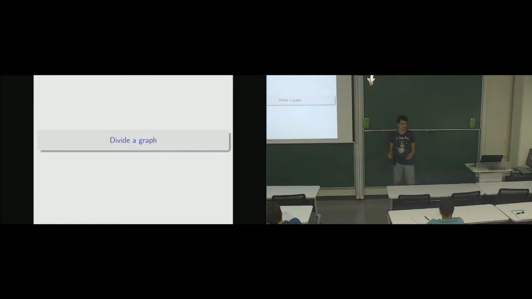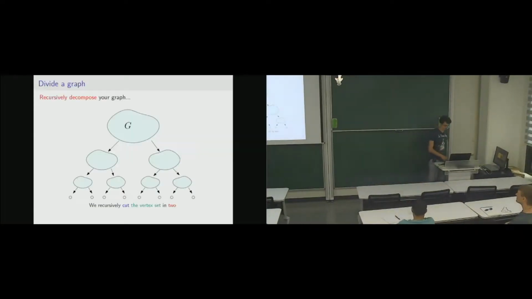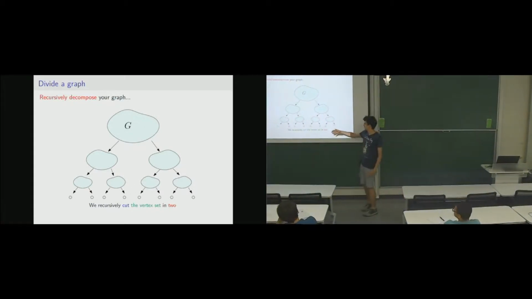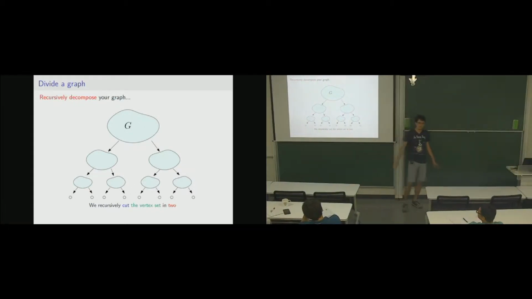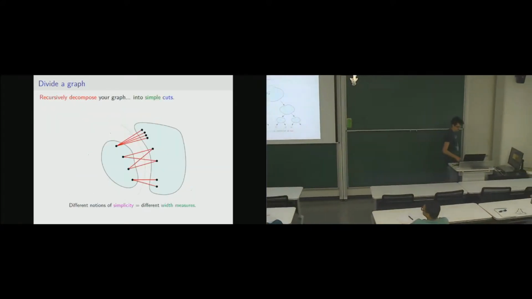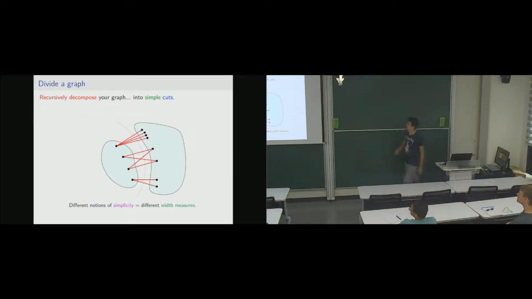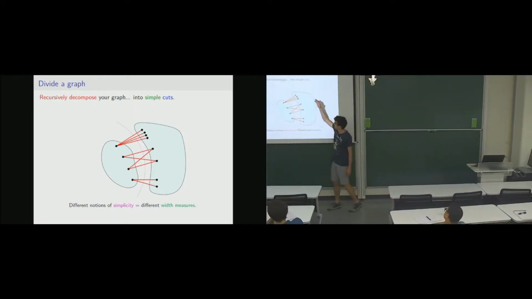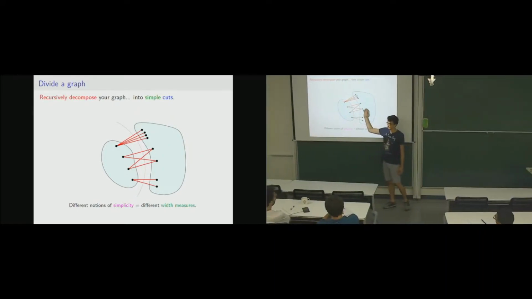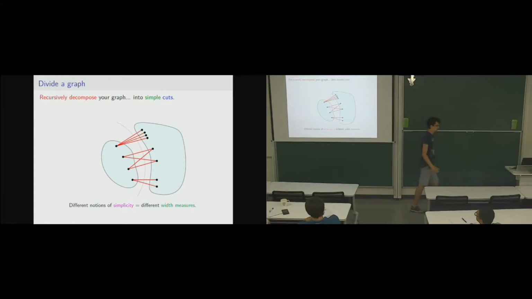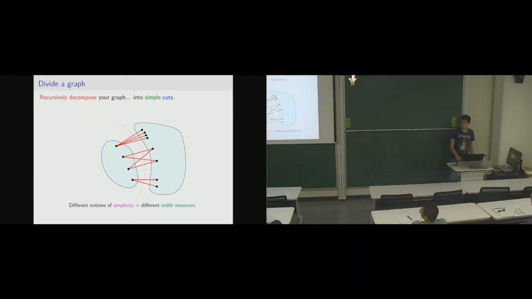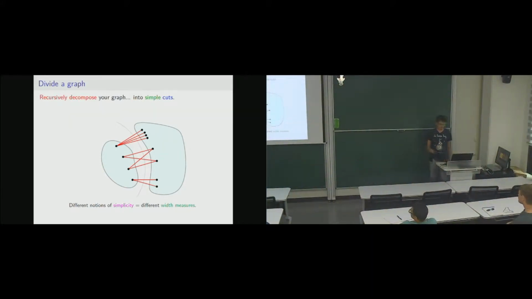So the idea behind this is always the same. You take a graph and you divide and conquer. So you recursively decompose your graph, for example, you can cut the vertex set in two recursively. And you do that in such a way that each time, for each cut, the neighborhoods between the two parts are simple. And of course, there are different notions of simplicity, and this means that you have different width measures.